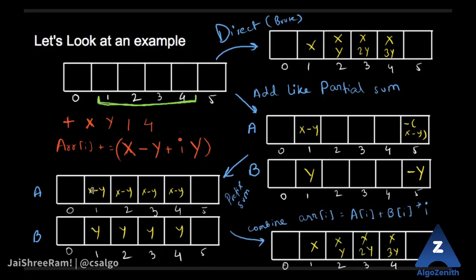So if you see this cell, this is X minus Y plus Y times 1, that is X. Then X minus Y plus Y times 2, that is X plus Y. Then X minus Y plus Y times 3, that is X plus 2Y. And X minus Y plus Y times 4, that is X plus 3Y.